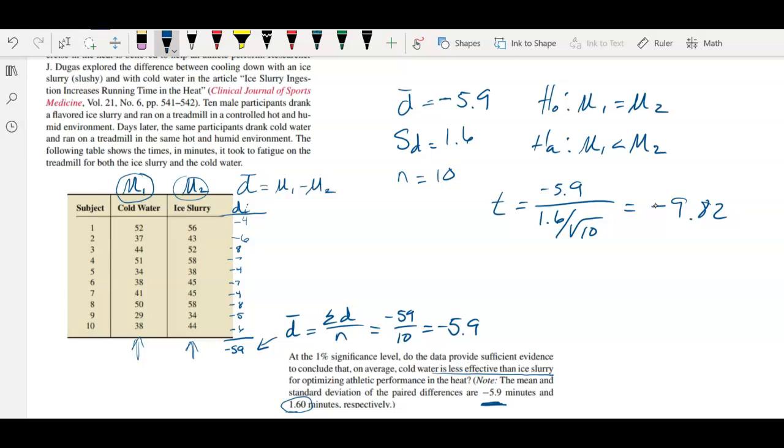We can run a quick p-value approach for a left-tailed test. I'm sorry, left-tailed test. I don't know why I said right. Left-tailed test. If I put the negative 9.82 there, this would be my p-value. And you can go right to your t-table. So please take a look at your t-table.